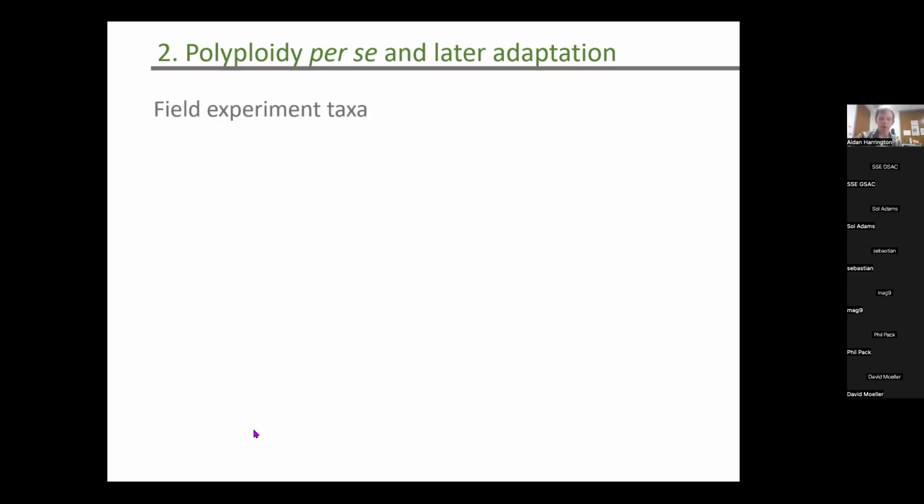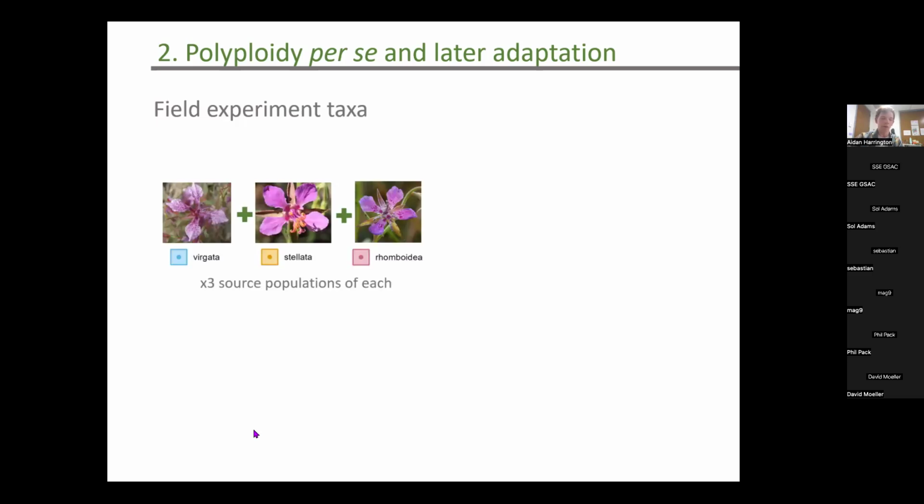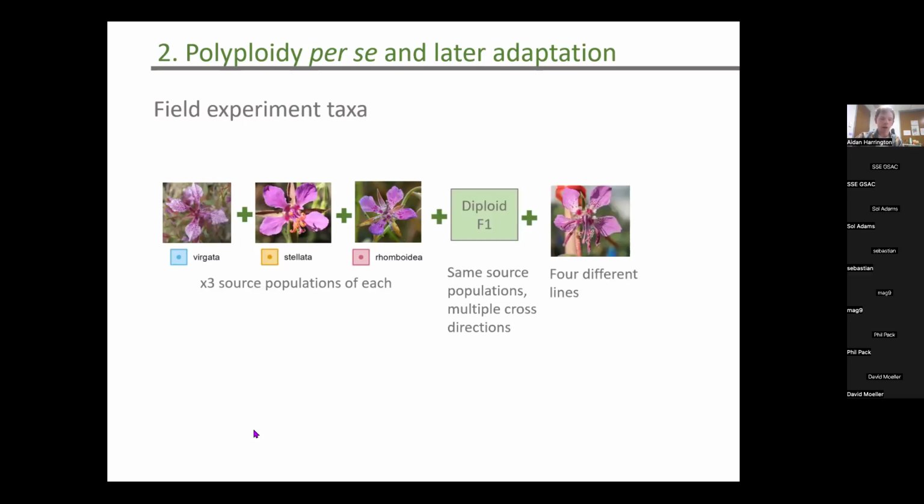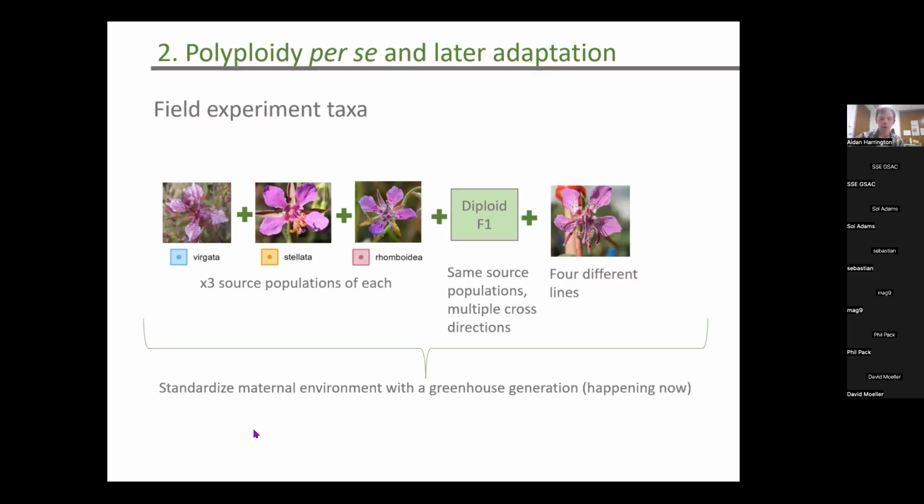So the field experiment is set up like this. Basically, I have 3 source populations of each of the 3 Clarkia species, the 2 diploids and the polyploid. And then I have the diploid F1 between them, involving multiple cross directions and the source populations. And then I also have 4 different lines of the neopolyploid that I got from the diploid F1. So all 5 groups here are going into this field experiment.